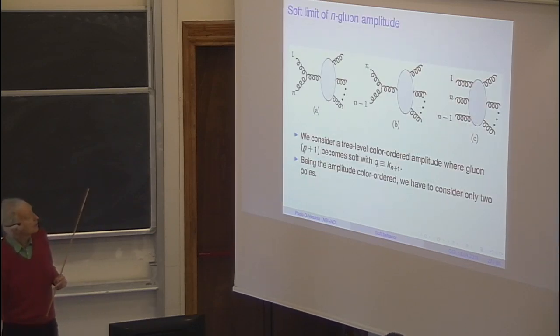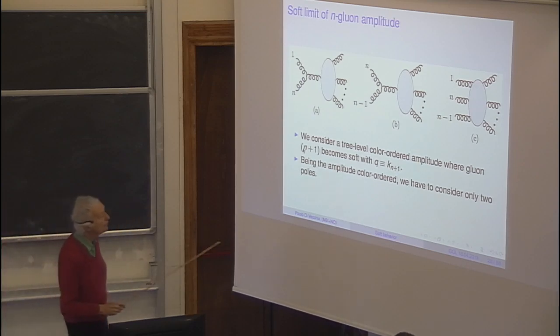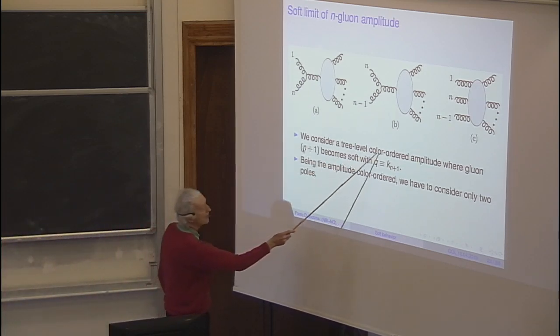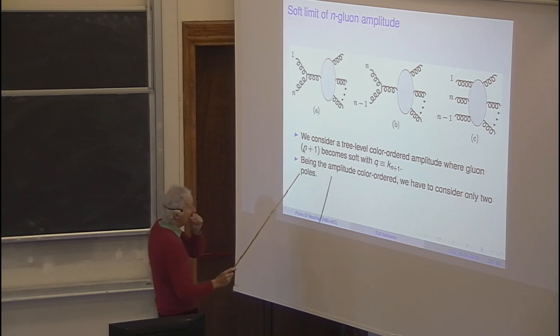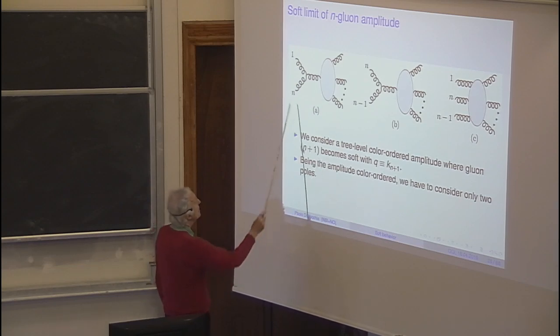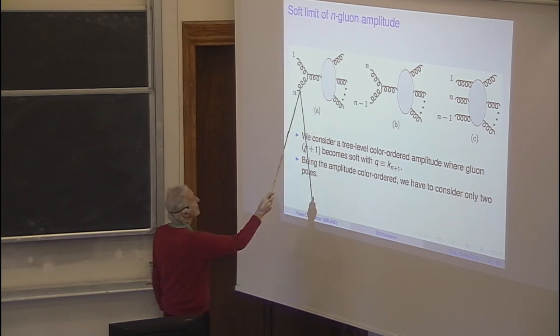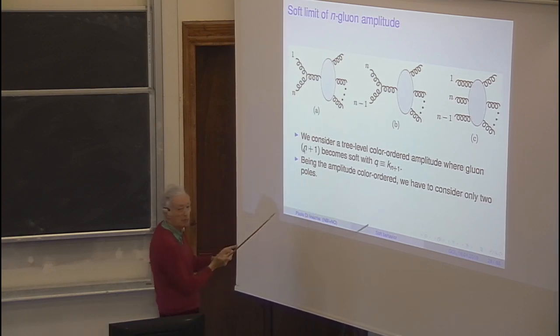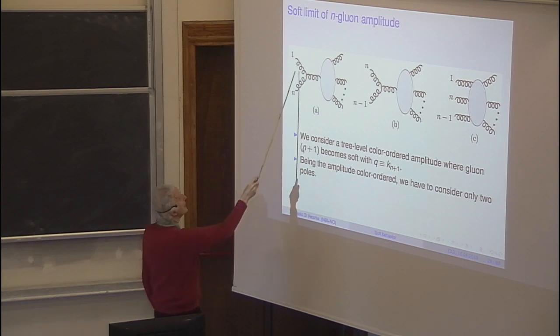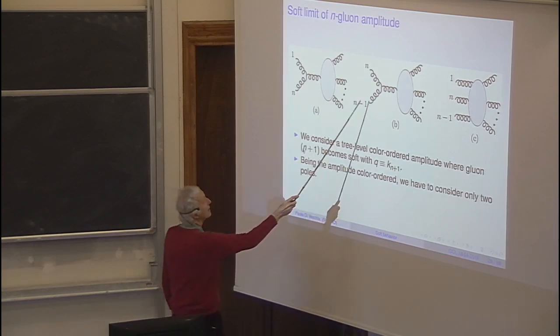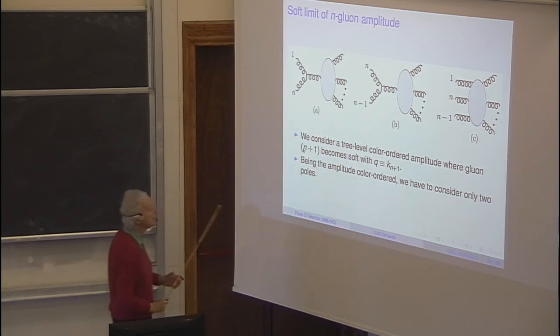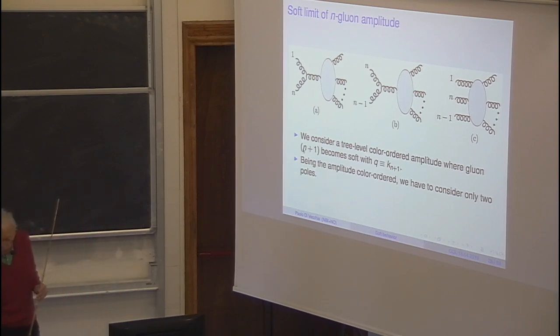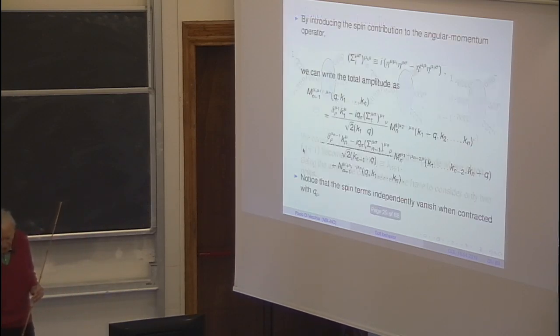So let me go on and discuss the gluon. In the gluon, I considered three-level color order amplitude, where the gluon n is soft. It can be coupled only to the neighbor legs, so to the leg 1 and the leg n minus 1. And so you have only two poles in the color order amplitude.